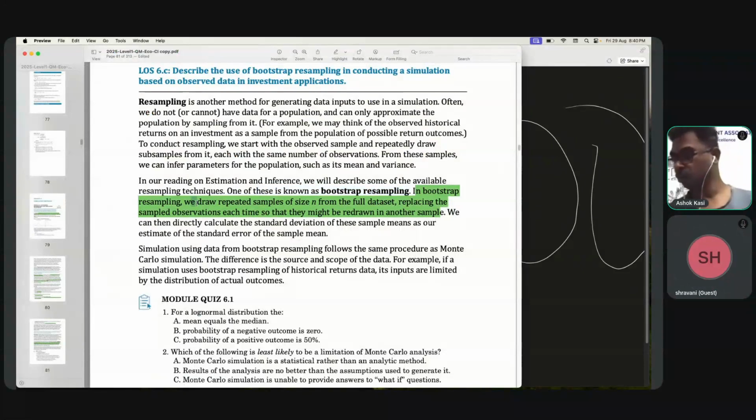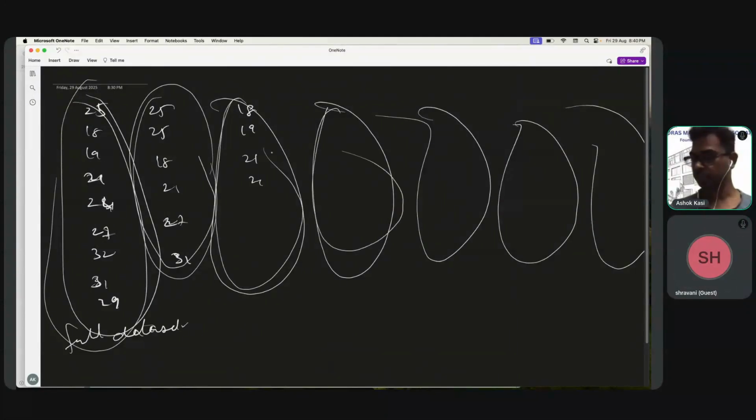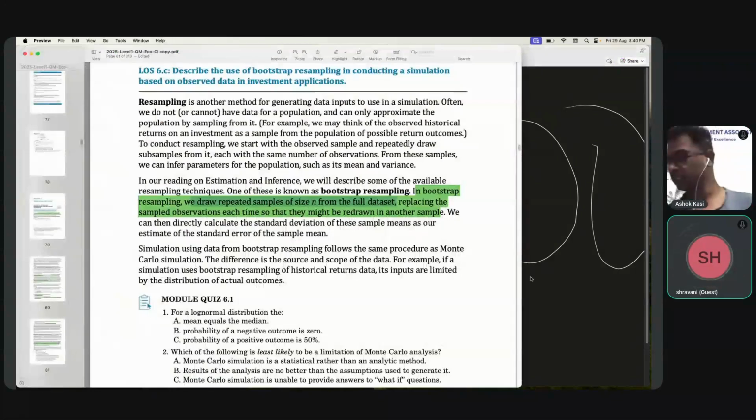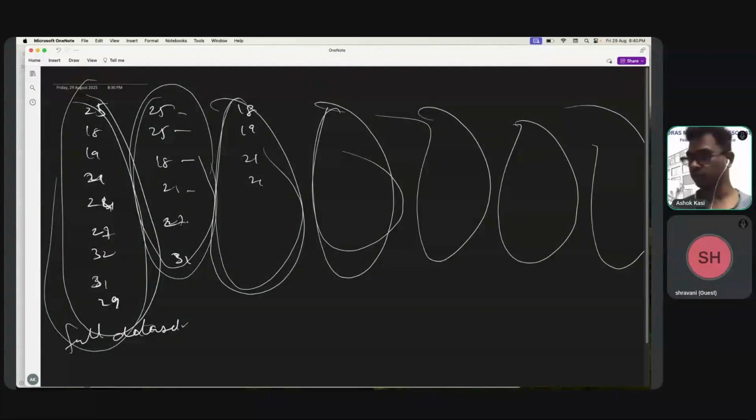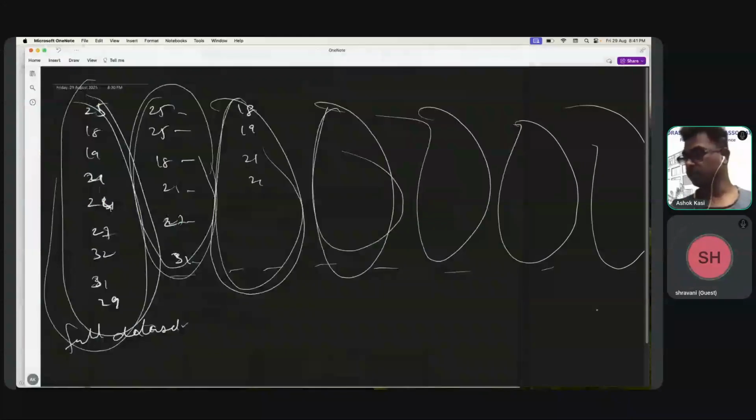And what we draw is a repeated sample of size n from the full data set. So this is the full data set, the first one. From the full data set, you can keep creating repeated samples of size n. So these are 1, 2, 3, 4, 5, 6: six-number samples you can keep creating, replacing the sampled observation each time so that it might be redrawn in another sample. That means if you are taking 25 here, 25 can come here also.